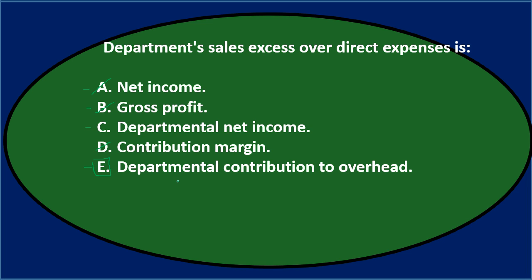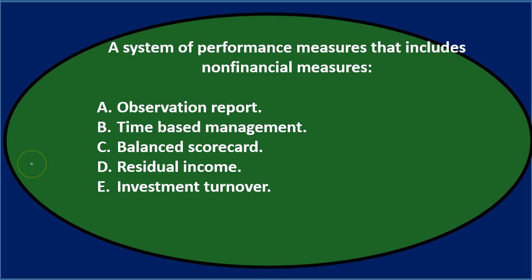The other costs are going to be allocated, and we want to recognize the fact that the allocated costs may still be there even if we were to, say, eliminate the department. So we want to allocate them for decision making, but we also want to have a note of the departmental contribution to overhead by the department. Next question. A system of performance measures that includes non-financial measures. A, observation report. B, time-based management. C, balanced scorecard. D, residual income.